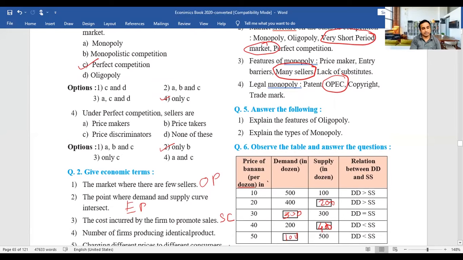Price makers, takers, discriminators, none of these. Price takers. So only B is the answer. So 4's answer is B.